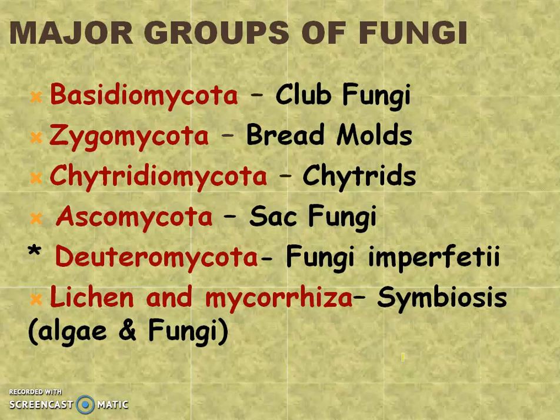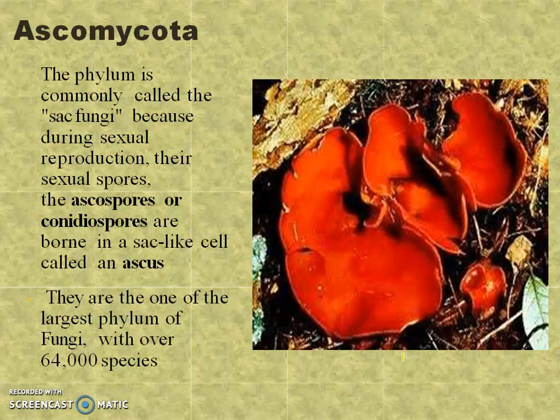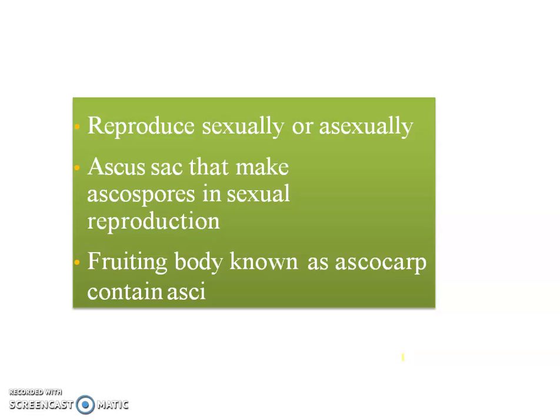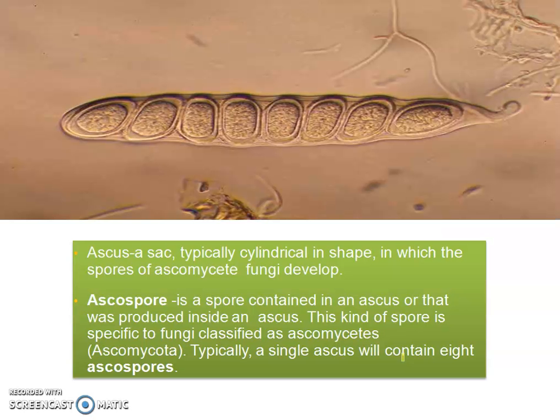We will talk about the major groups of the fungi: Basidiomycota, Zygomycota, Chytridiomycota, Ascomycota, and Deuteromycota. Lichens and mycorrhiza, we will read about them, that they undergo symbiosis because they contain some amount of fungi also. Then first of all, Ascomycota. These are also called sac fungi. They are called so because during their sexual reproduction, ascospores are formed, which are born in sac-like cells called the ascus. They reproduce sexually and also asexually, with conidiospores. Then the fruiting body is known as ascocarp.